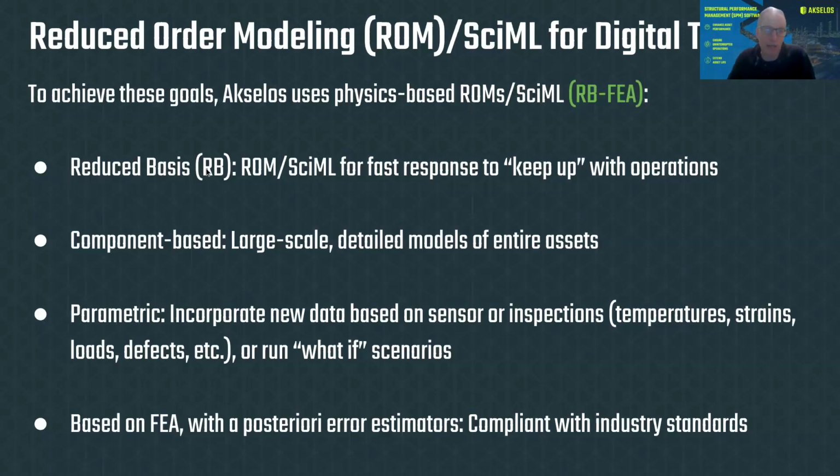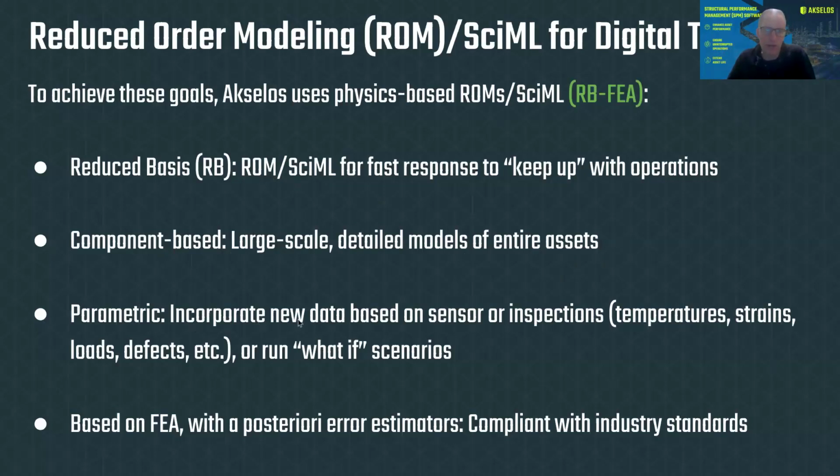And the way this works is we have the reduced basis method, again, which I'll talk more about shortly. That's a reduced order model, which provides fast response to keep up with operations. We've already talked about the importance of that. Component-based. So I gather this class has talked about substructuring. That's one type of component-based modeling. We also use component-based modeling to enable large-scale detailed modeling of entire assets. When you combine it with these things, it's also parametric.